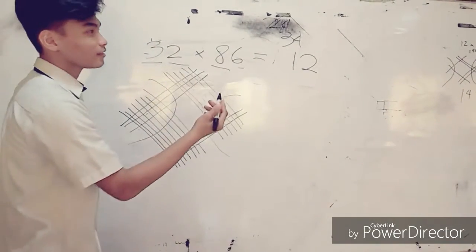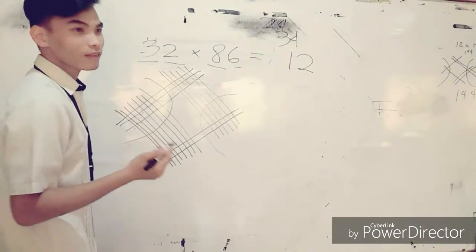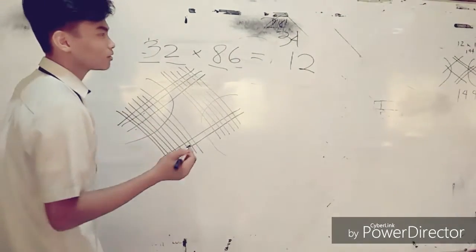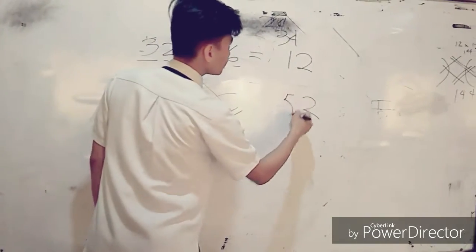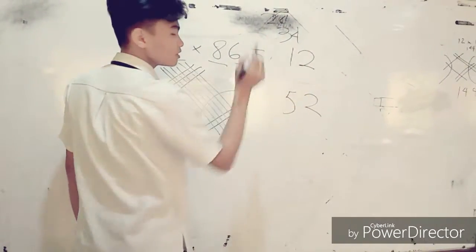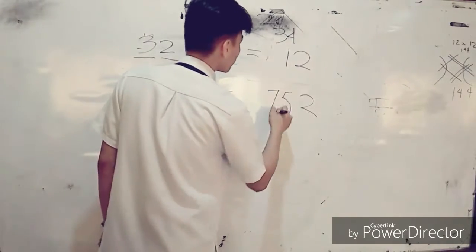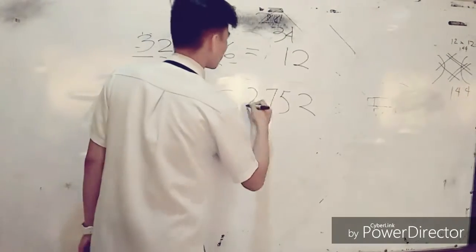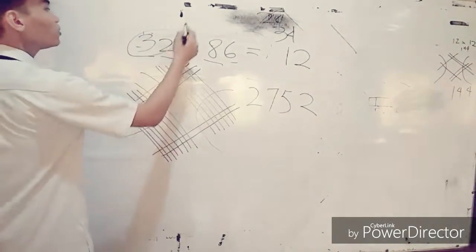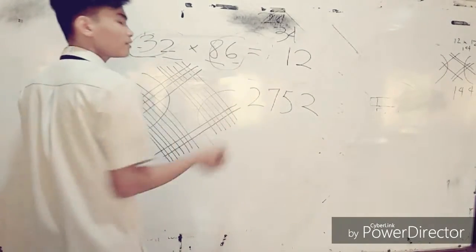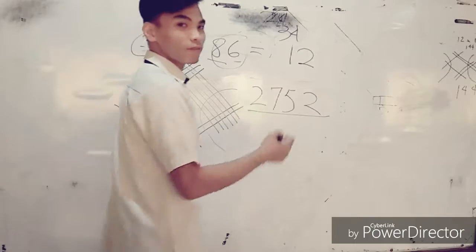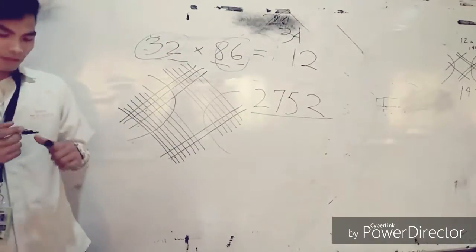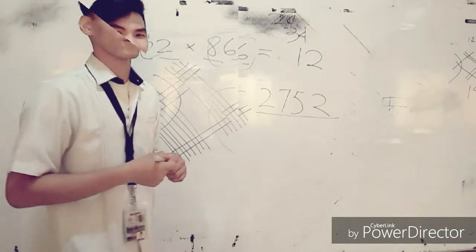So we'll just add these three groups of numbers. So we have 2, 4 plus 1 equals 5, 4 plus 3, we have 7, and bring down 2. So 32 multiplied by 86, the answer is 2,752. Get it? So you can try it also at your home.